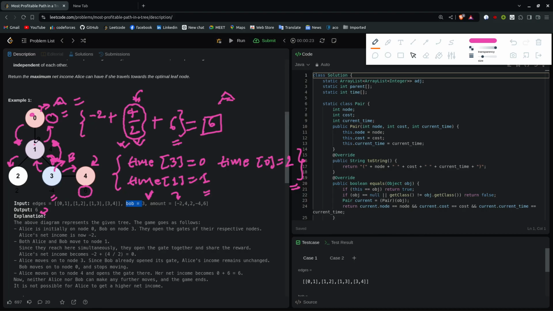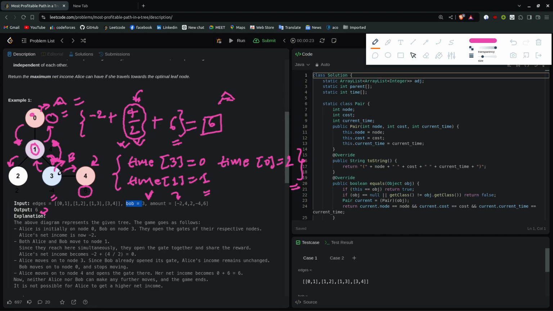And from there we have two options: either I want to go to this node, or I want to go to this node, right? So we'll do a BFS algorithm, something like this, and we will try to visit both of these paths, and out of both the paths, whichever gives us the maximum answer, we will consider that one. So the idea over here is pretty simple.